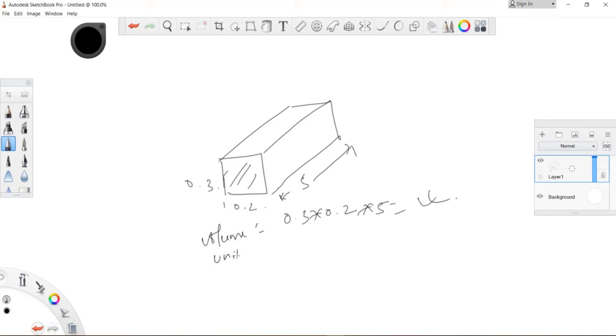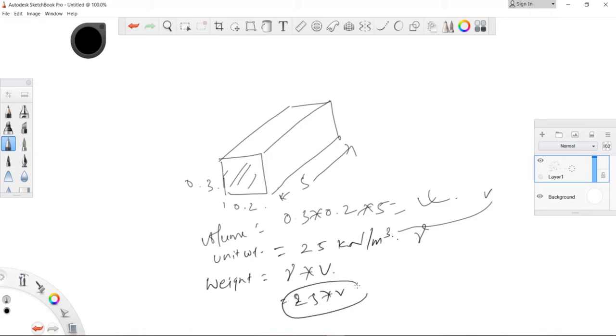And the unit weight of concrete is 25 kilonewton per meter cube. The weight is the unit weight, so let us say this is gamma and this is V. Gamma times V, because 25 kilonewton load is contained in 1 meter cube of the concrete, which means that this volume of concrete weighs 25 times the volume. Alright, in this way the software will calculate the self weight of the structural members.